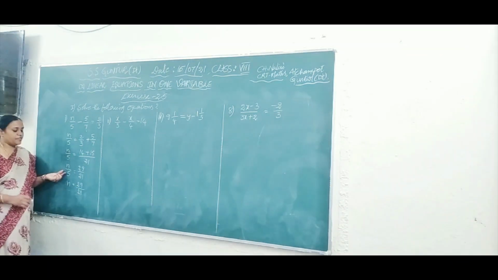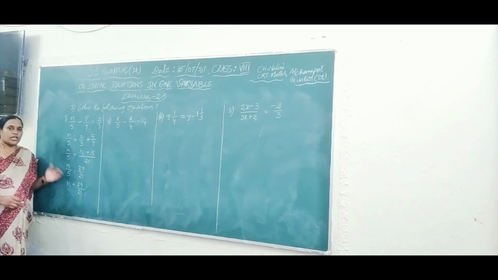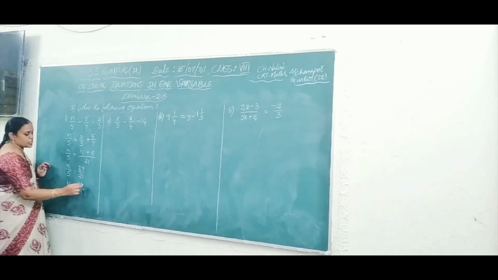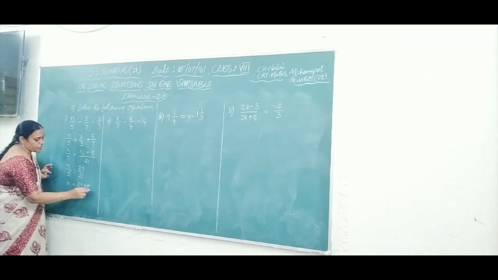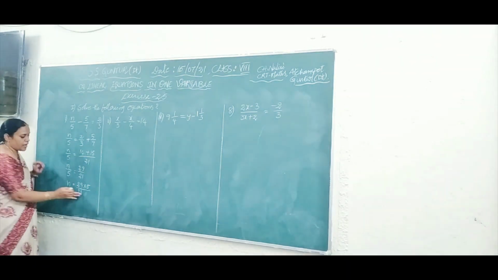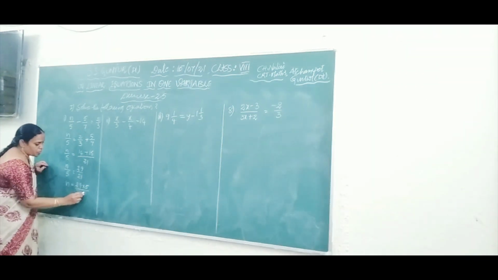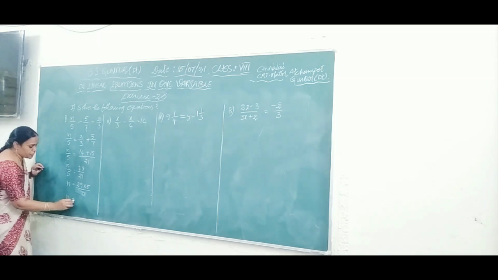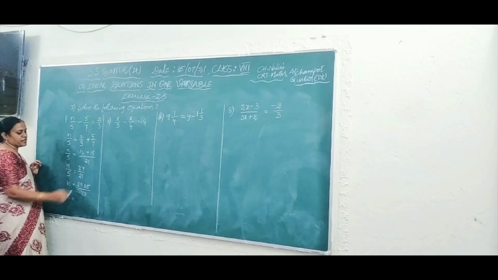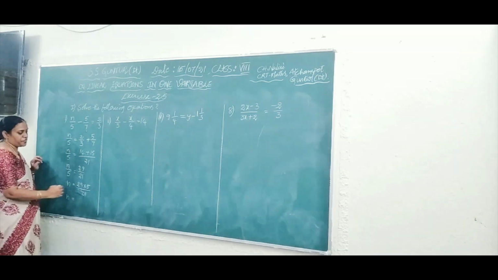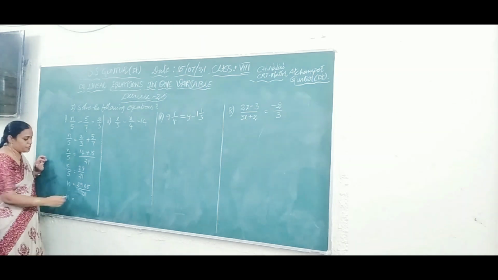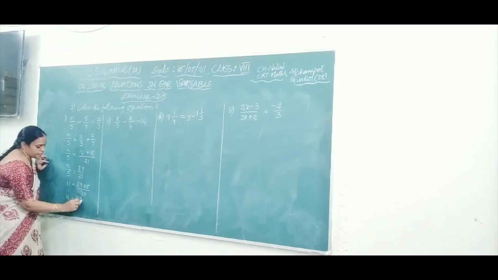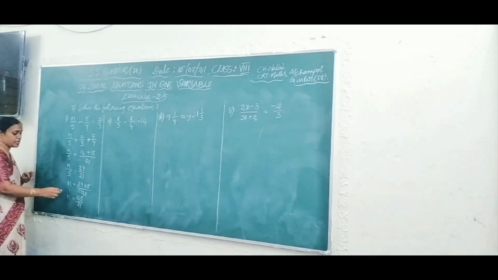This is divided by, so we transpose to that side and get multiplication. That is 29 into 5 by 21. Therefore, n is equal to 29 into 5, 9 5s are 45, 5 2s are 10, so 145 by 21. That is the value of n.